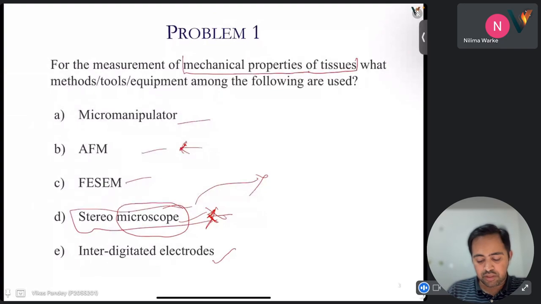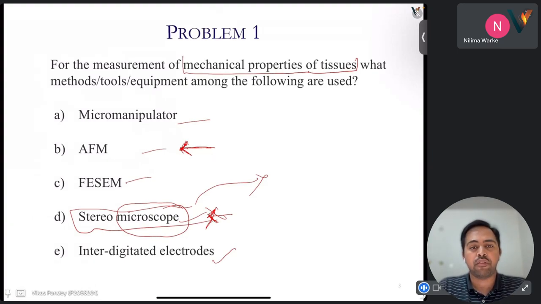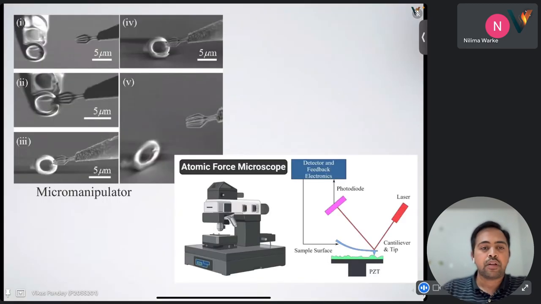AFM is there. How is AFM there? Do you remember how AFM works? What is the principle of AFM? These are the two tools which are actually relevant here. So let's talk about AFM first, then we will talk about micromanipulator. Certainly in all these a microscope is there, that is for sure.